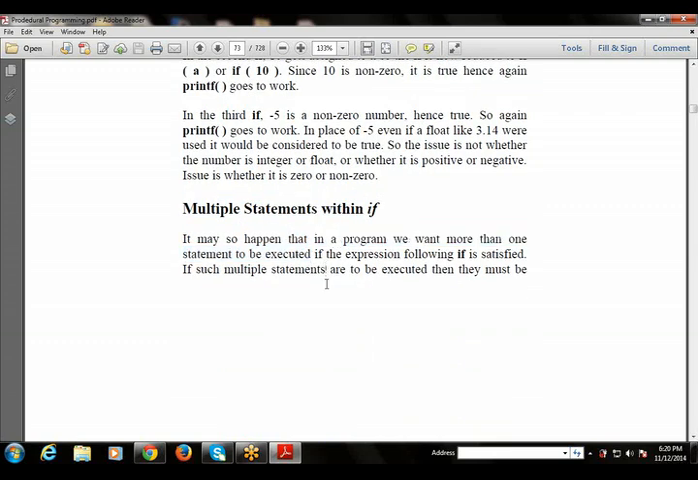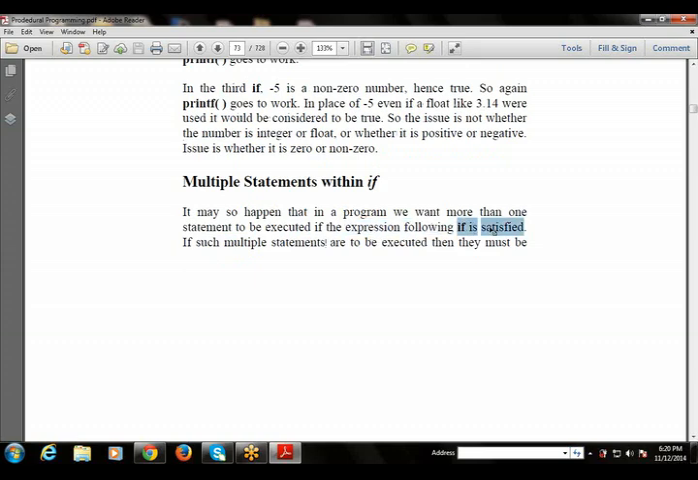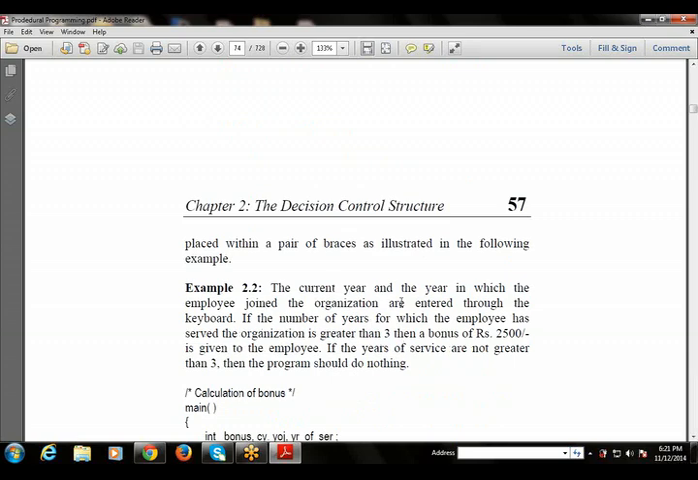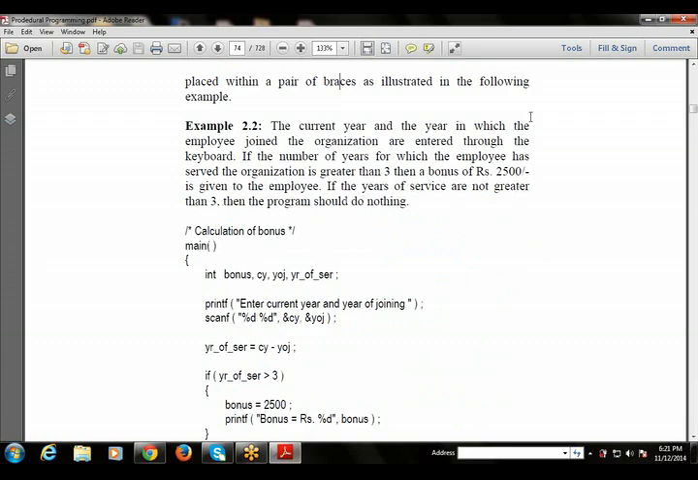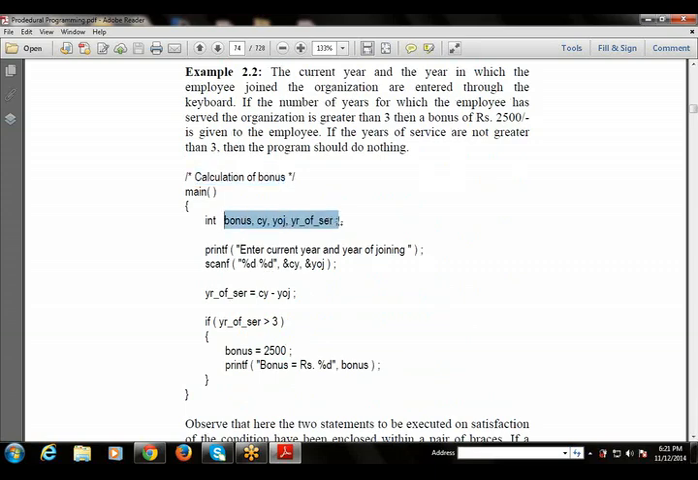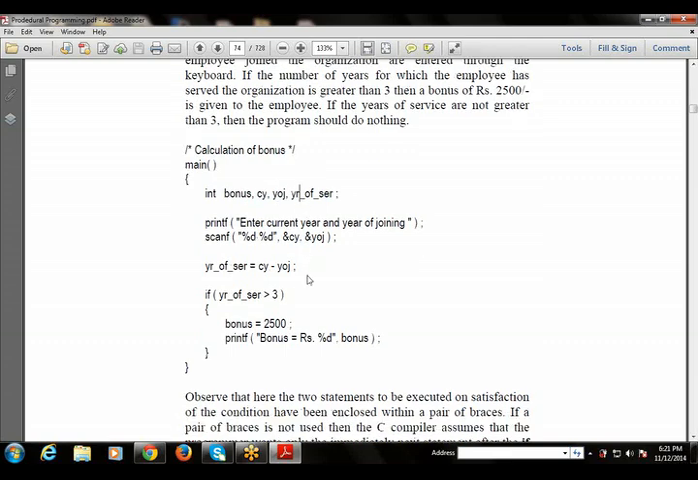It may so happen that in a program we want more than one statement to be executed if the expression following if is satisfied. If such multiple statements are to be executed, then they must be placed within a pair of braces, as illustrated in the example. Now this is the example for calculating the bonus. These are the various variables used: bonus, CY, year of joining, year of service. This scanf line is used for storing the input value given by the user in memory.